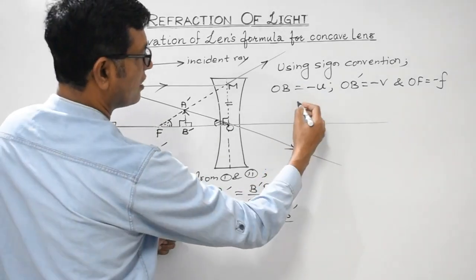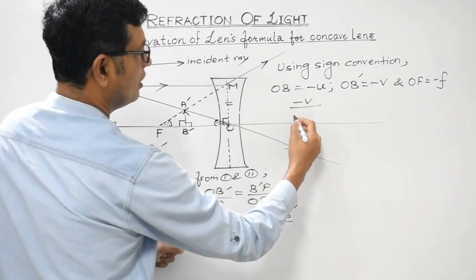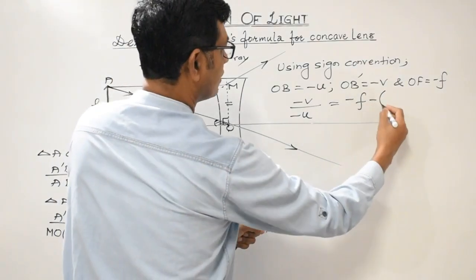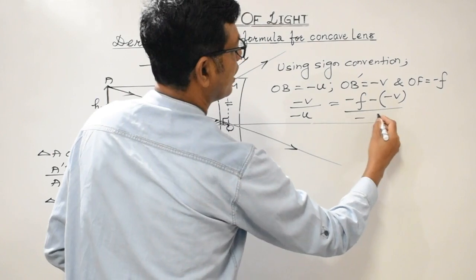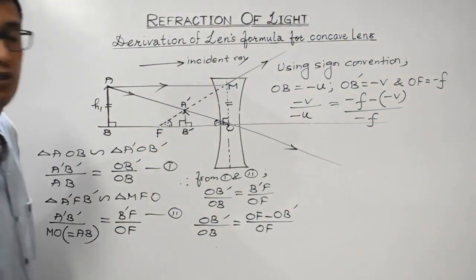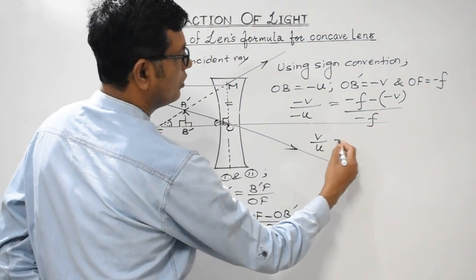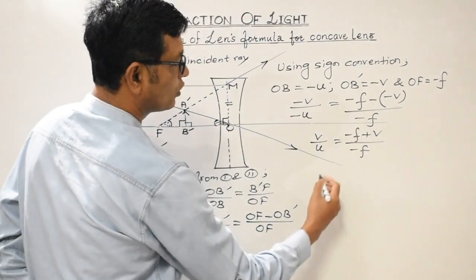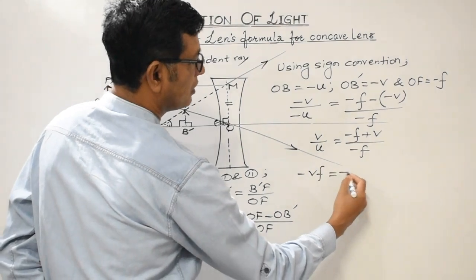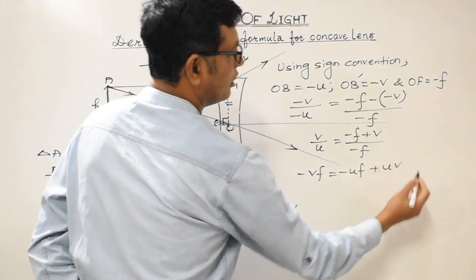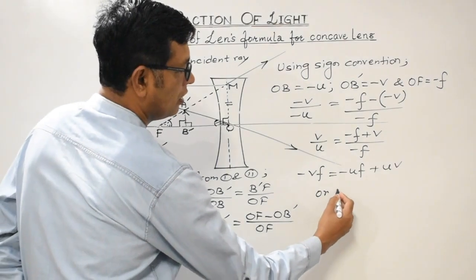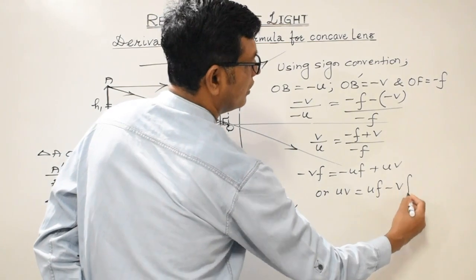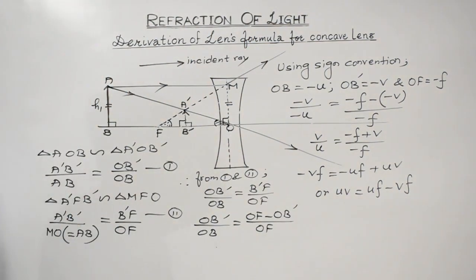What do you get? OB dash by OB, minus V divided by minus U, is equal to OF minus OB dash by OF, that is minus F minus minus V divided by minus F. So let's solve it. V by U will be equal to minus F plus V divided by minus F. On cross multiplying, we get minus VF is equal to minus UF plus UV, or UV is equal to UF minus VF. Rearranging the terms, we can write it like this.